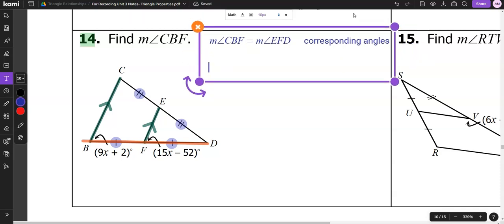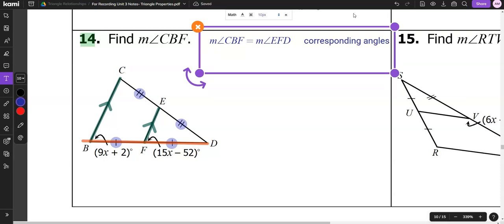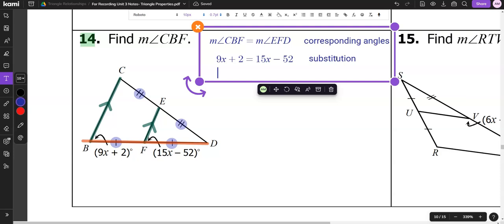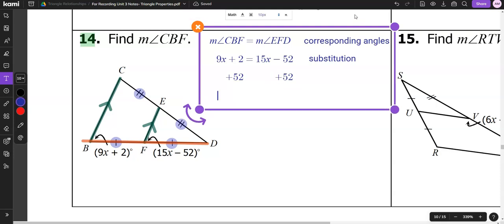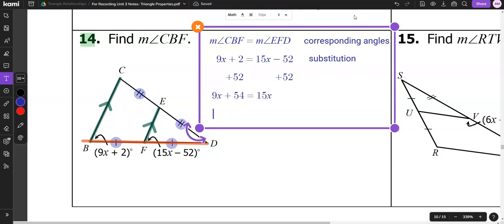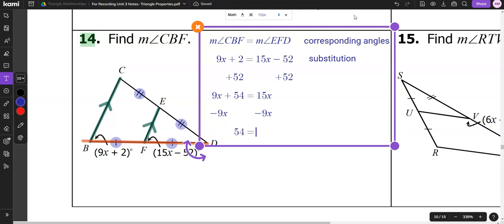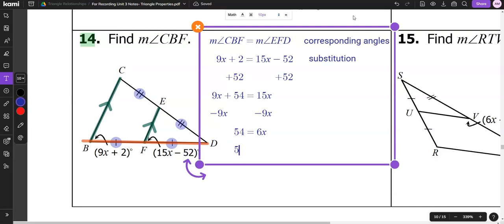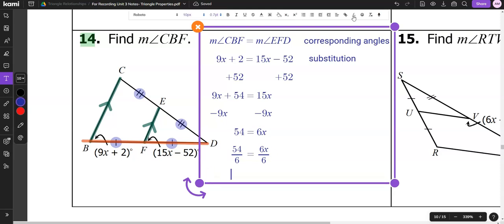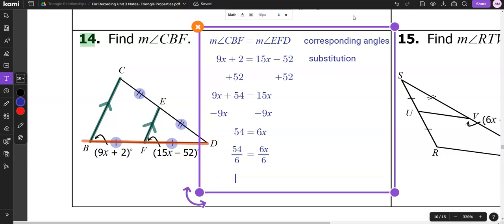So now we're going to do the substitution. We're going to set 9x plus 2 equal to 15x minus 52. All right, now I'm going to add 52 to both sides. And that's going to give me 9x plus 54 is equal to 15x. Now I'm going to subtract 9x from each side. And that leaves me with 54 is equal to 6x. We're going to divide both sides by 6. And that gives me an answer of 9 is equal to x.